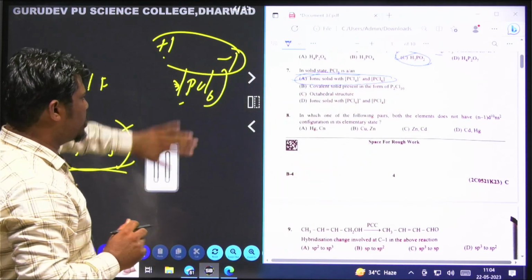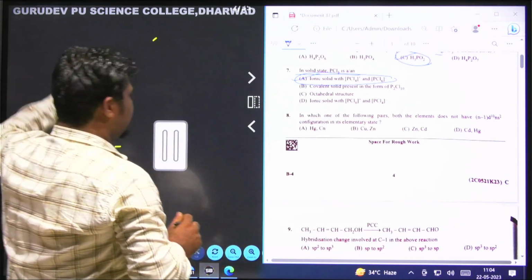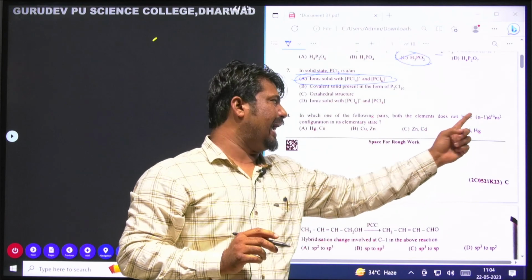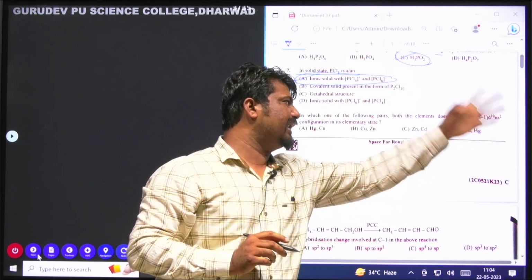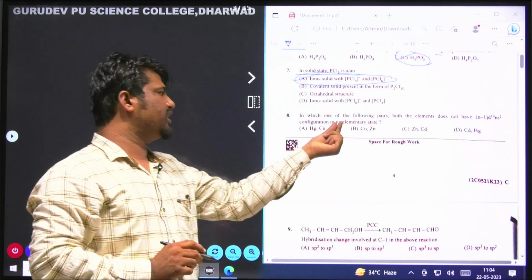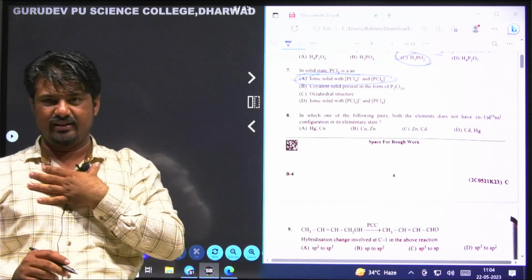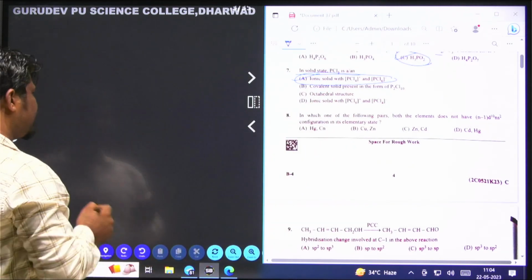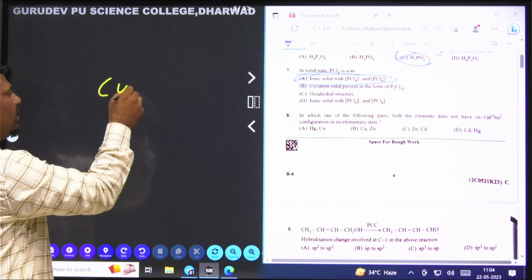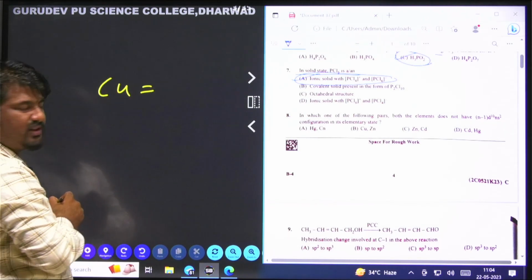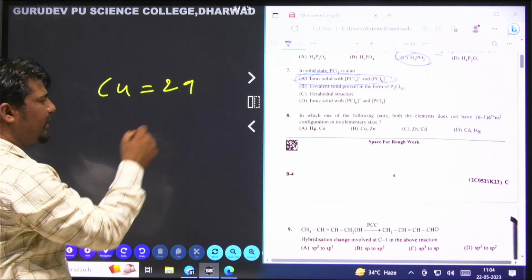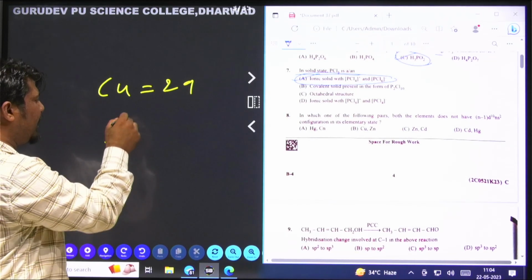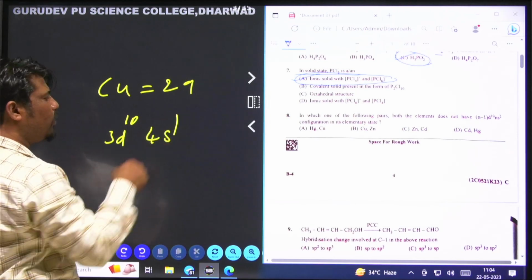Next, I will come to question number 8. In which of the following pairs do both elements not have the (n-1)d10 ns2 configuration in their elementary state? It is one of the easiest questions. Already we know the very best example, copper. Atomic number is 29. If you write the electronic configuration, what will happen? It is 3d10 4s1.